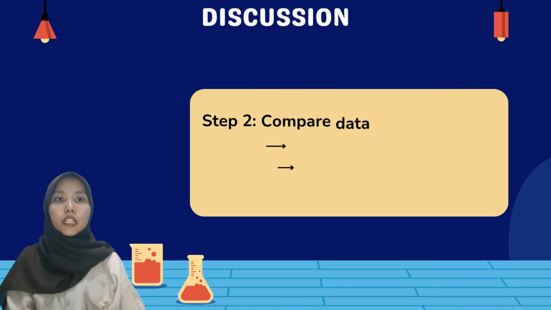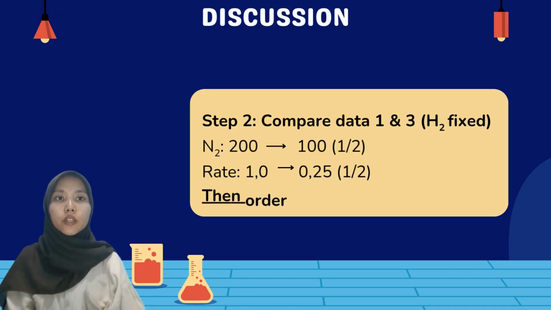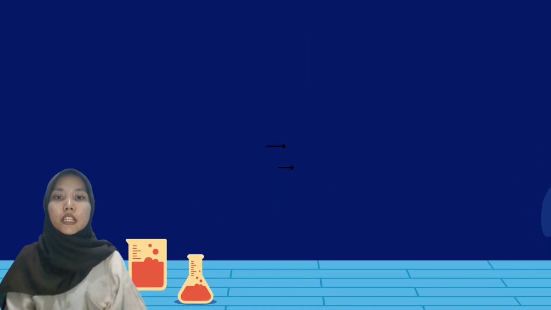Step 2, compare 1 and 3. Now hydrogen pressure is constant at 200, but nitrogen pressure drops from 200 to 100, which is also half. The rate drops from 1.0 to 0.25, which is 1/4. Since 1/4 is 1/2 squared, the order of nitrogen is 2.